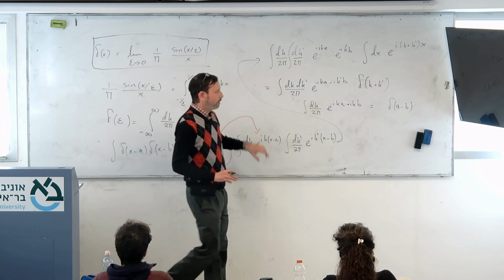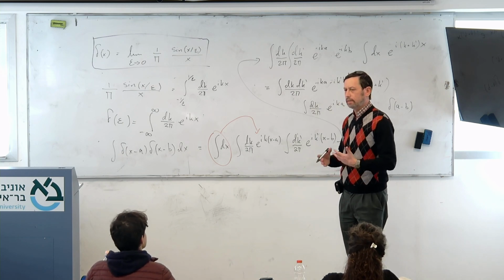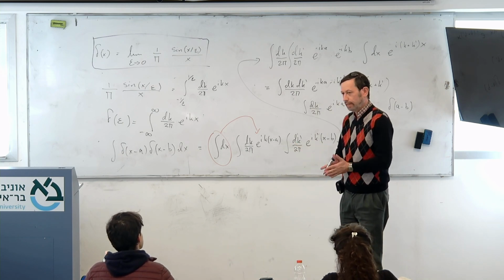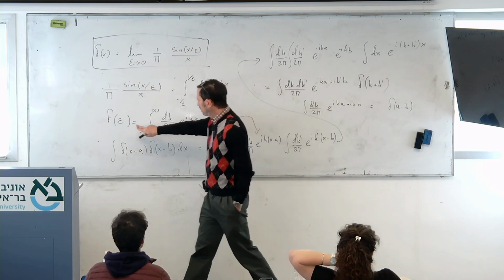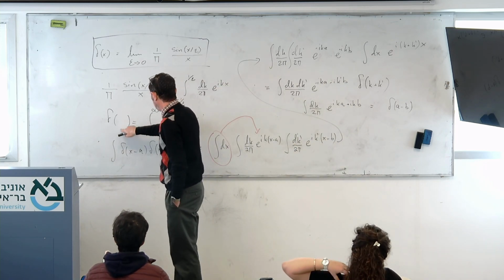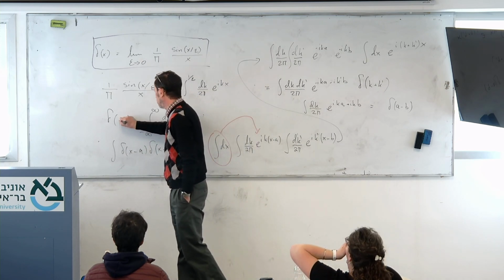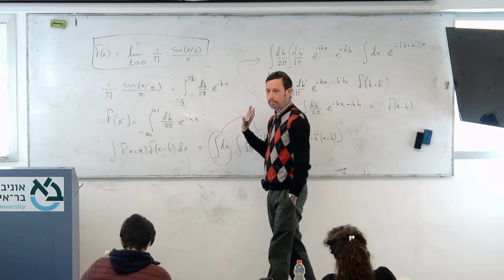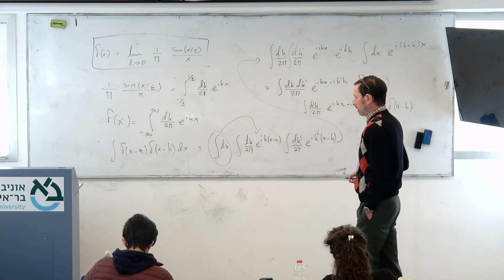So if you're in doubt about what occurs with some complicated expression of the delta function, the easiest thing is to go back to this definition, the best definition to work with.